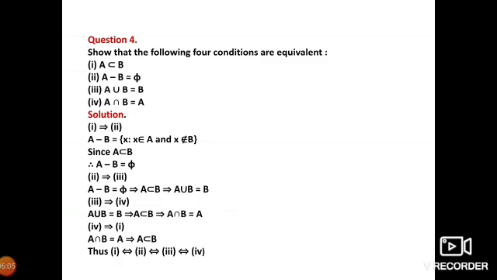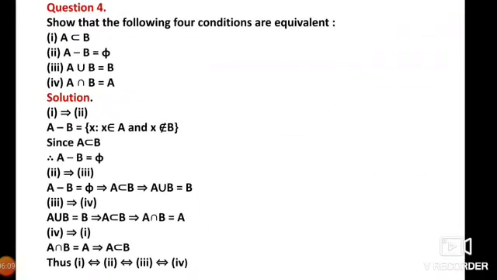Next, show that the following four conditions are equivalent: A subset of B, A minus B equal to empty, A union B equal to B, and A intersection B equal to A. You have to prove them one by one. Directly, all these four are equivalent only. From the first you have to prove the second, then the third, like that.